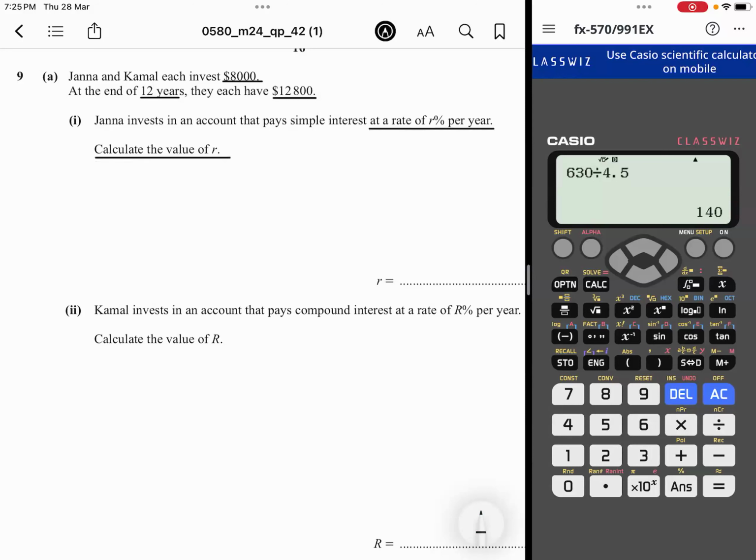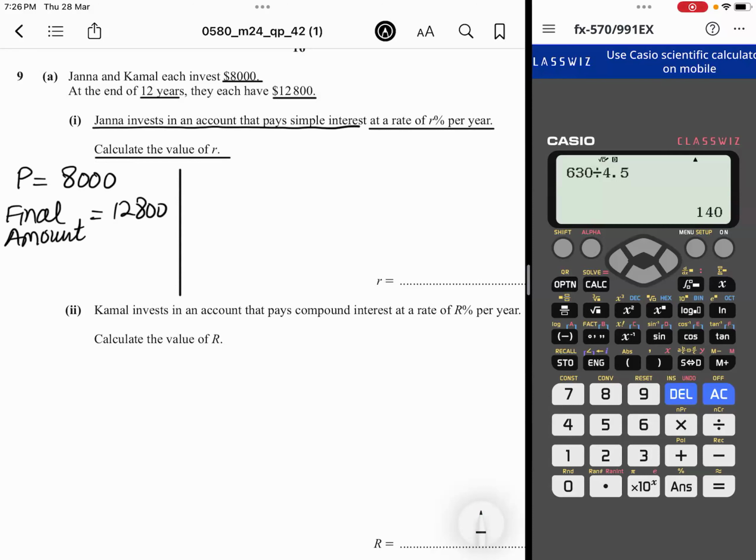So first of all, we need to understand that in this question, I have some data. They invested 8,000. So 8,000 is your principal amount. And the final amount is also given, 12,800. Now, as Jana invested in an account that pays simple interest, the simple interest would be final amount minus principal. The difference is the simple interest. So 12,800 minus 8,000, so 4,800 is the simple interest amount.